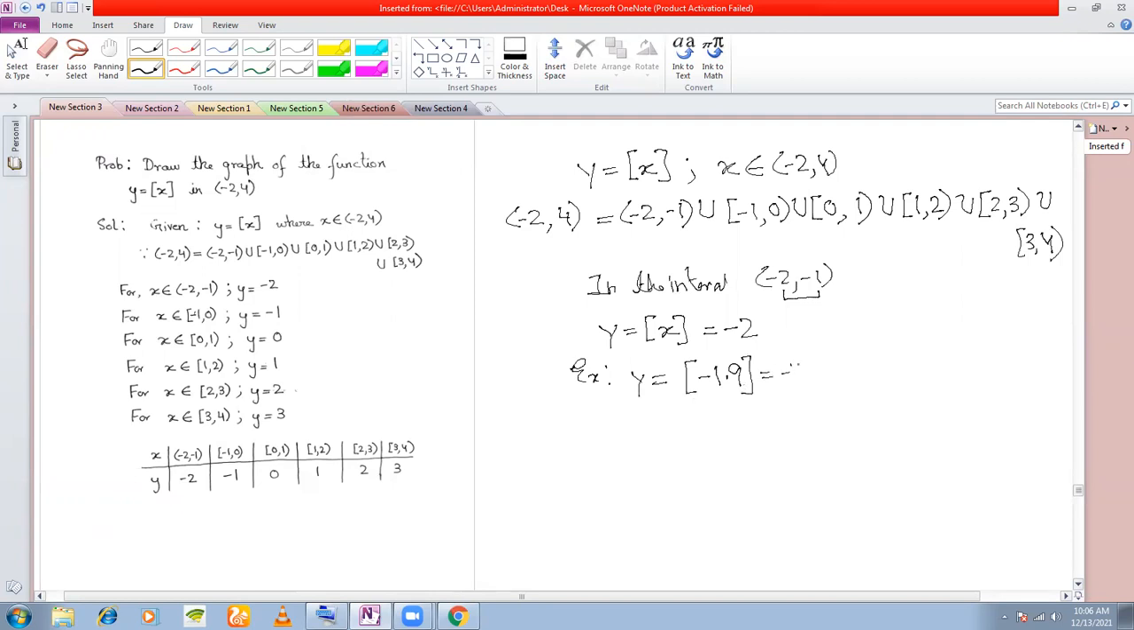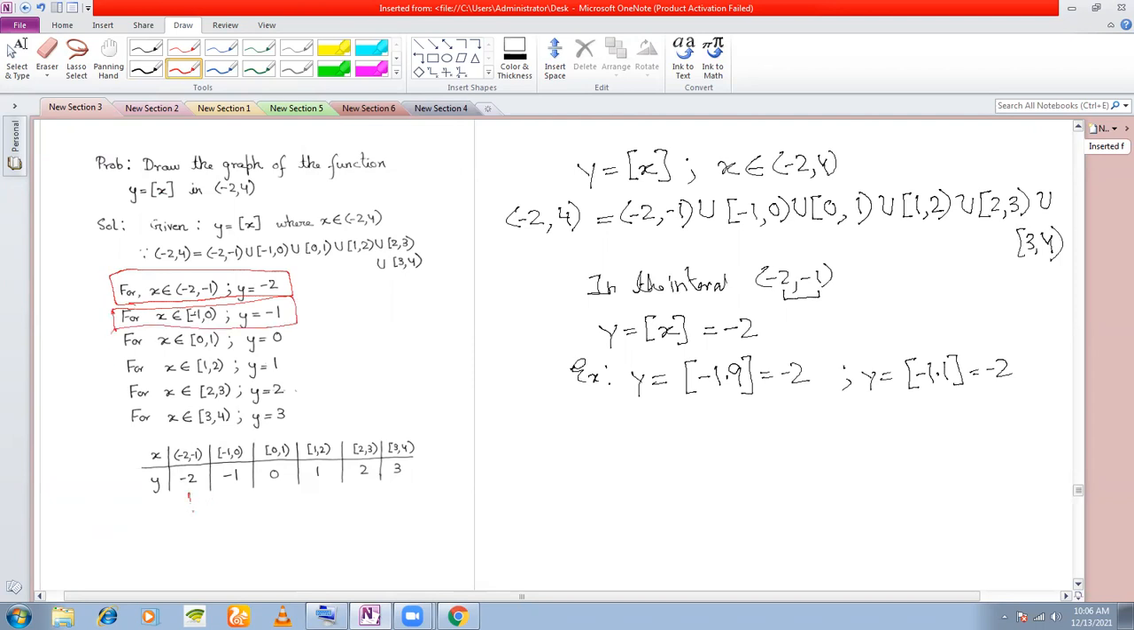It will be equal to minus 2, right? Suppose I take y is equal to minus 1.1, it will still be equal to minus 2, right? So that is why, for any value that you take in this interval, the value of y will be equal to minus 2. Similarly, for any value that you take in this interval, y will be equal to minus 1.